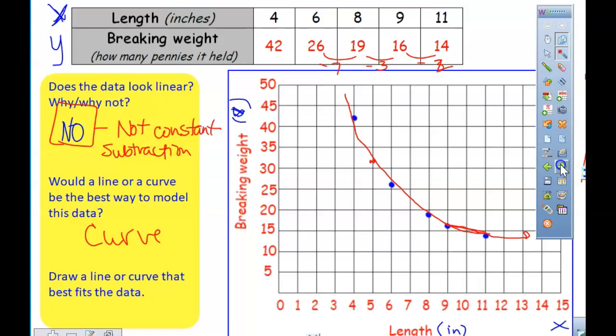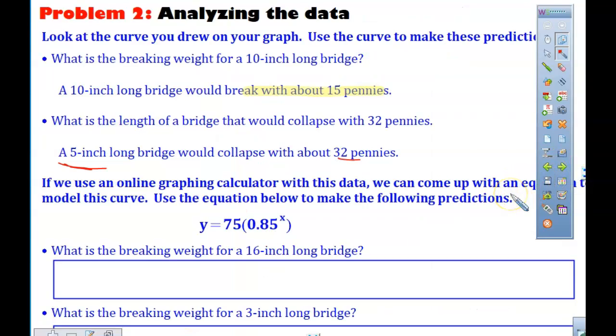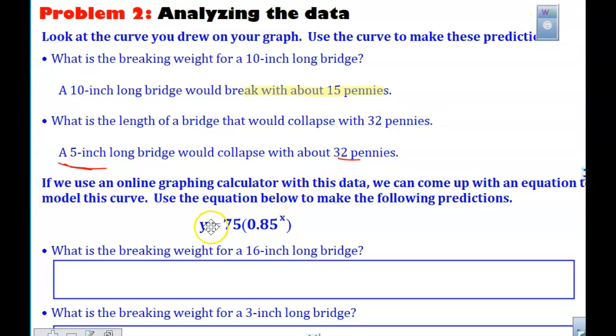So when it's not linear, you're going to use the graph or the table to make some predictions. You are not going to want to use an equation because the equation is a lot tougher. But it says here, if we use a graphing calculator or what's called the Desmos calculator, we could come up with this equation: y equals, this is exponential, which you're going to learn about next year, 75 times 0.85^x.